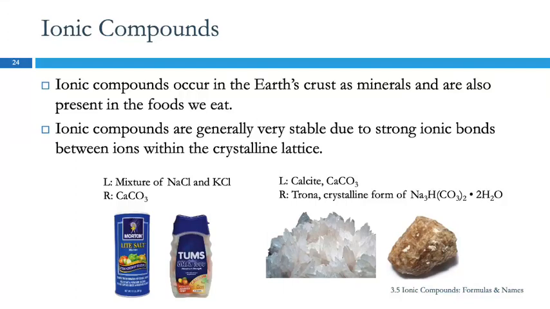So ionic compounds are very common. Much of the Earth's crust is formed of minerals, which are ionic compounds. Ionic compounds are present in the foods that we eat. They're present in our bodies. They tend to be very stable compounds because the bonds that hold them together are very strong.